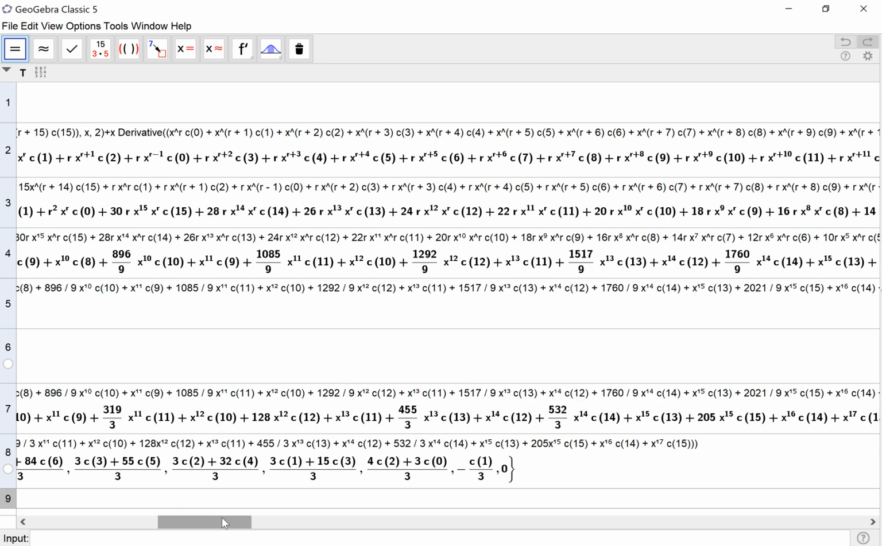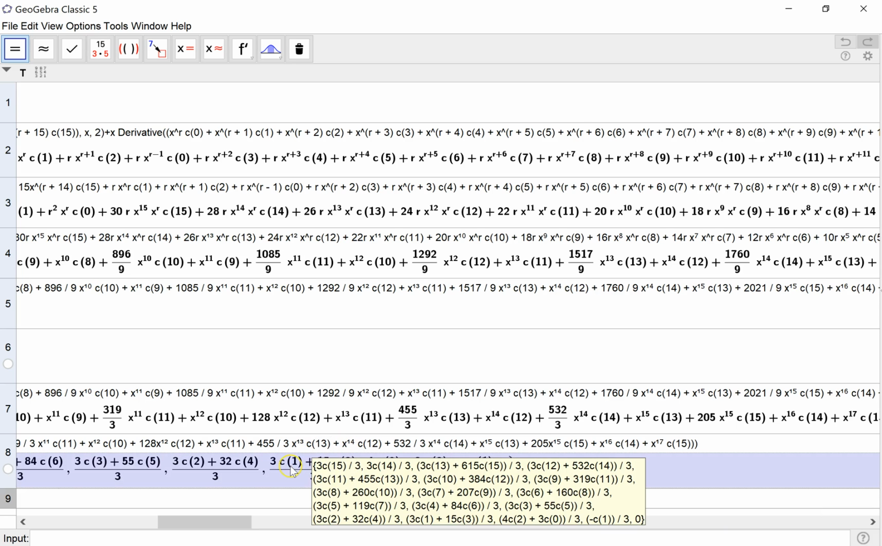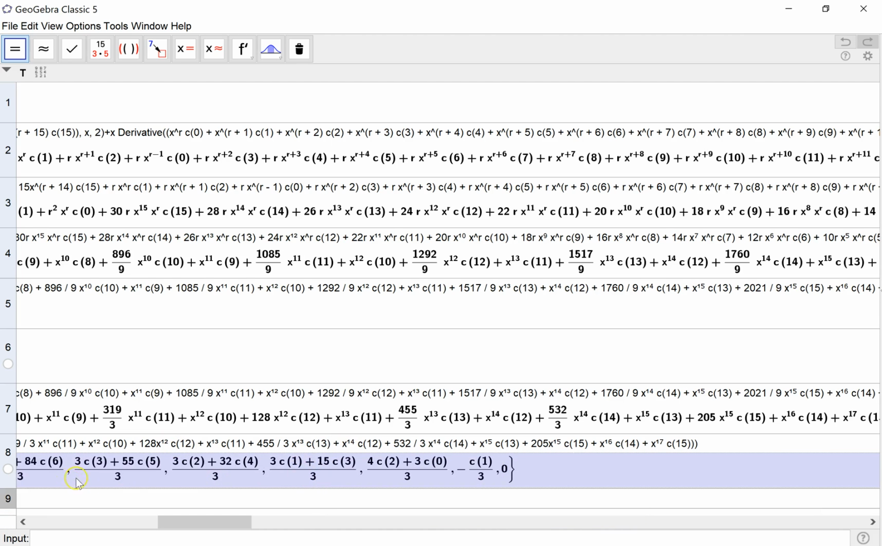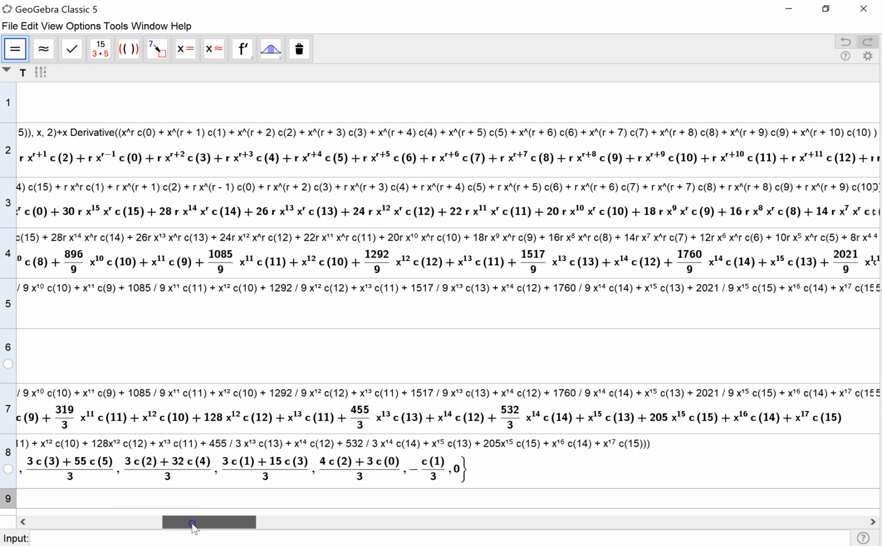So notice in this one, we've got a recurrence relation that pops up pretty quickly. Negative C1 over 3 would have to be 0, which tells us C1 has to be 0. That in turn makes this one equal to 0, this one will be 0, and this one will be 0. Because if C1 is 0, C3 has to be 0. If C3 is 0, C5 has to be 0, and so on down the line. So all the odd ones here are going to be 0. So the only recurrence relations we really need are the even ones.